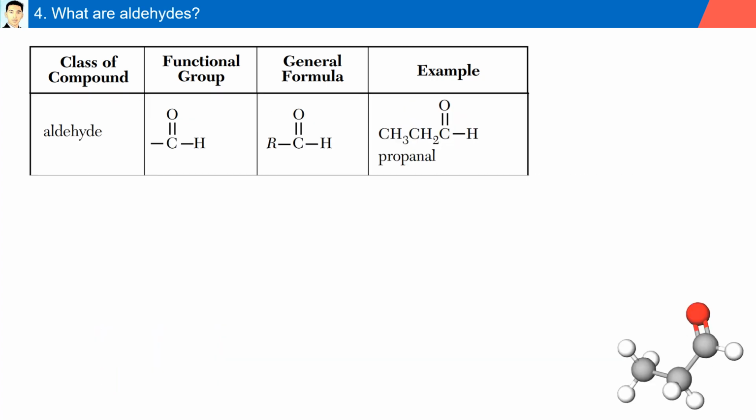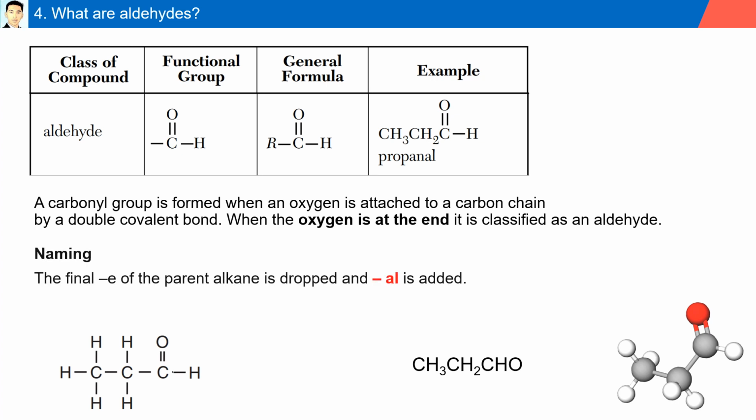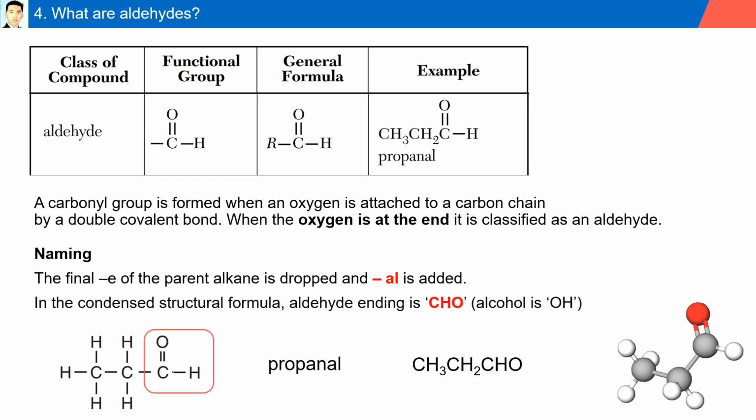What are aldehydes? A carbonyl group is formed when an oxygen is attached to a carbon chain by a double covalent bond. When the oxygen is at the end, it is classified as an aldehyde. When we name these, the final E of the parent alkane is dropped and AL is added. For example, this 3-carbon aldehyde is called propanal. A number is not required because the double bond O will always be at an end. Additionally, in the condensed structural formula, an aldehyde ends in CHO.